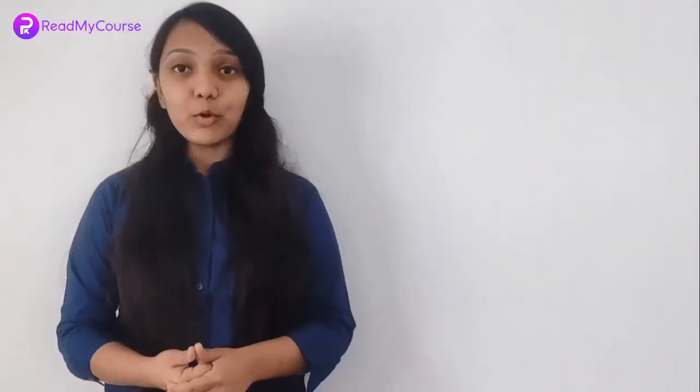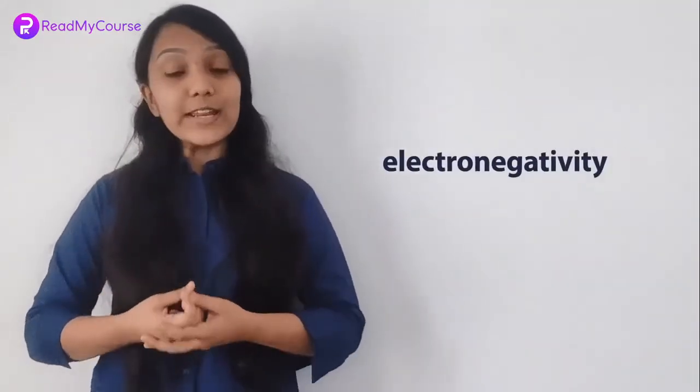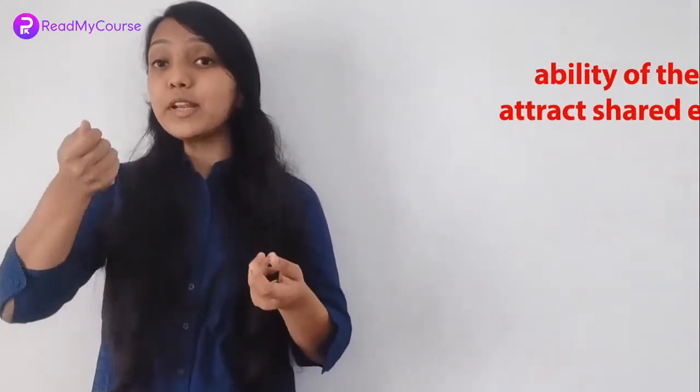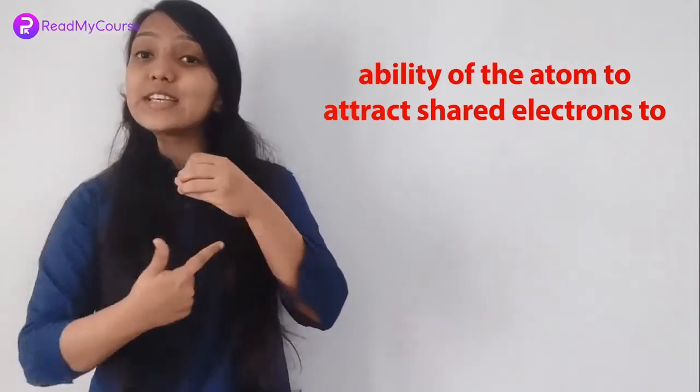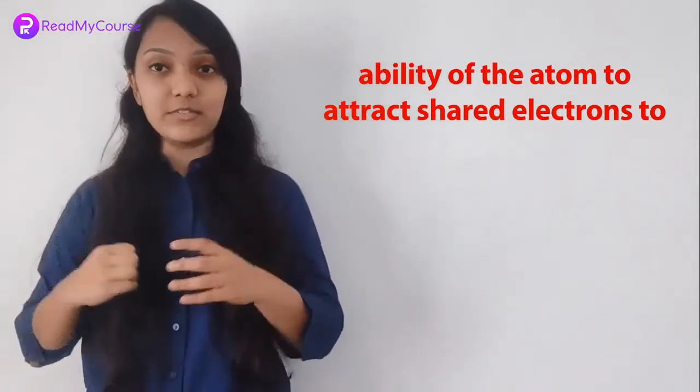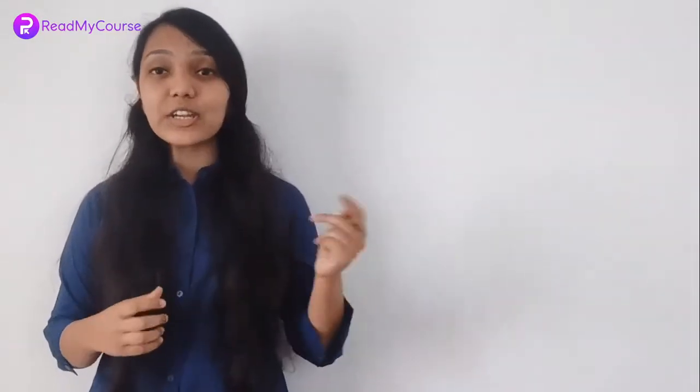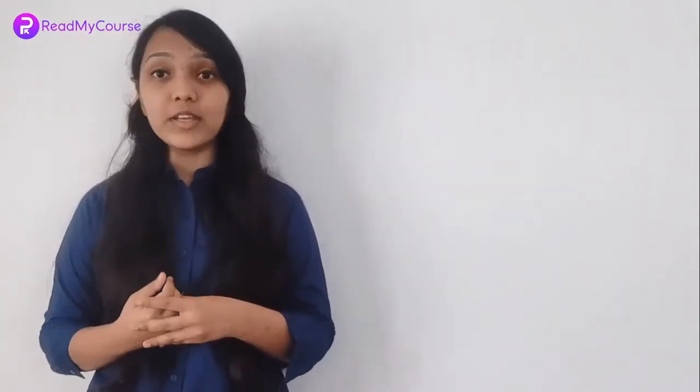Now, let us discuss electronegativity. We know that during the formation of a compound, two or more atoms of different elements are involved, right? So these atoms share electrons. Electronegativity is nothing but the ability of the atom to attract these shared electrons towards itself. Unlike ionization enthalpy or electron gain enthalpy, electronegativity doesn't have specific values because it totally depends upon the element to which it is bound, right?